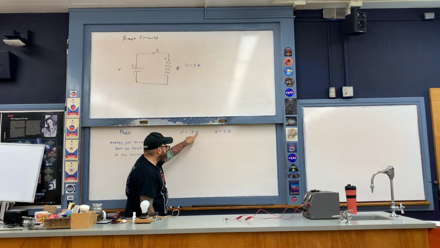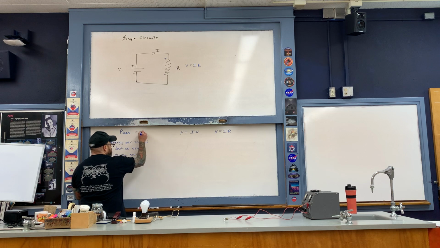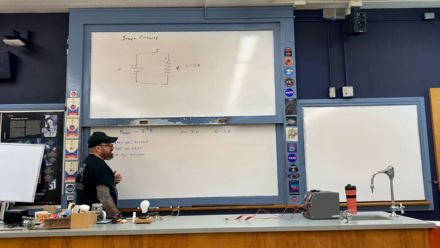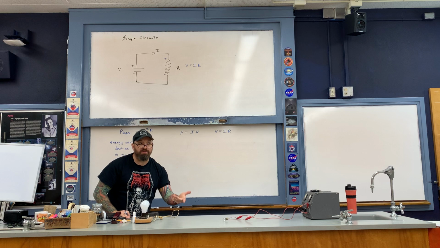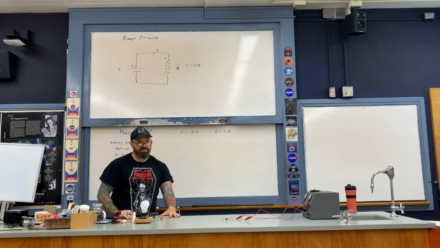You end up with I times R. This is equal to I squared times R. Once again, this refers to the rate of energy lost as heat within the resistor itself.